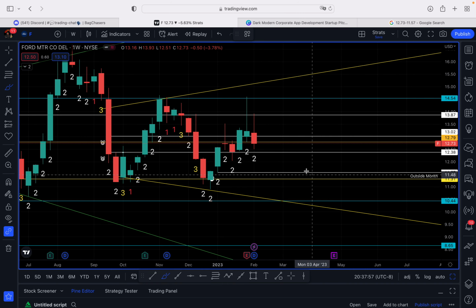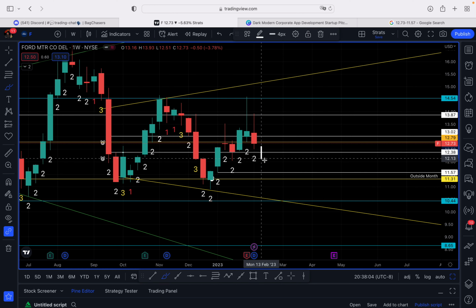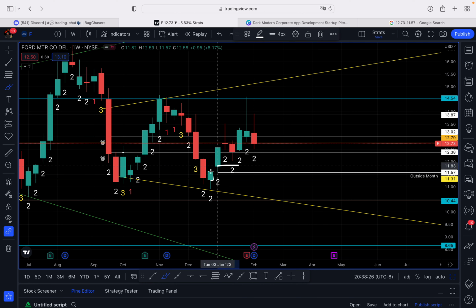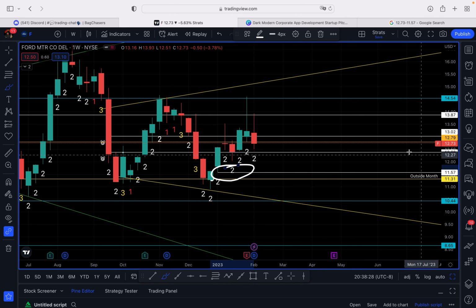And so next week, I want to see price break below previous week's low and do something like this, or at least do something like this. I'm going to try to get a TTO entry, or I don't know, we'll see what happens. But what I want to see price do next week is break below about 1238. And that will probably be for sure, we're going outside month, and we're going to target 1157.